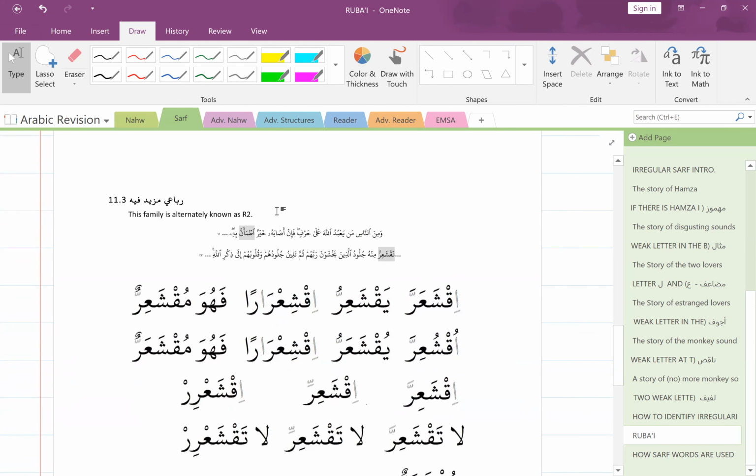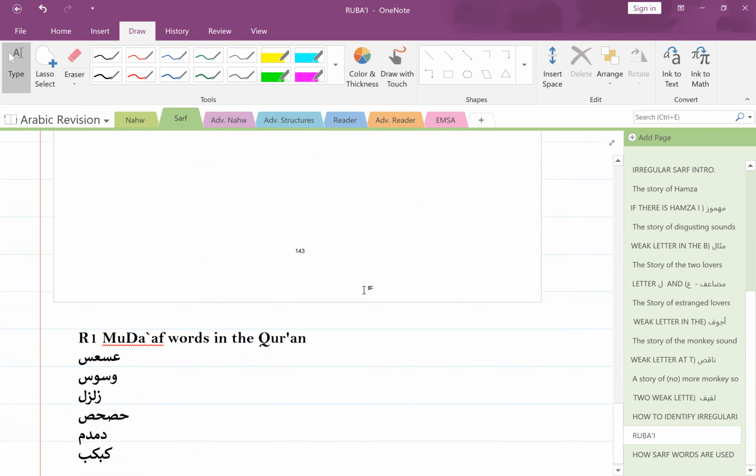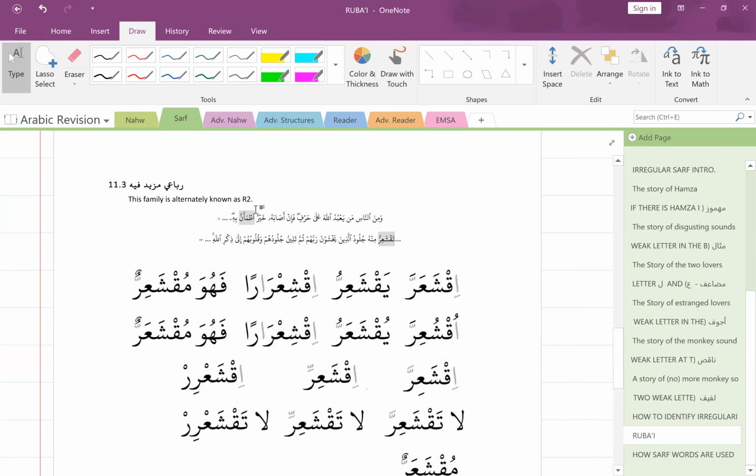Now, if you look at mazid fihi, for example, they've given us 2 examples here. They've given us the example of itma'anna: وَمِنَ النَّاسِ مَنْ يَعْبُدُ اللَّهَ عَلَى حَرْفٍ فَإِنْ أَصَابَهُ خَيْرٌ اطْمَأَنَّ بِهِ. And the second example is تَقْشَعِرُّ. So these are the 2 examples they give us. So let's look at إقشعر first, and then we'll do itma'anna. They didn't give itma'anna, but I'll say it to you, inshallah.